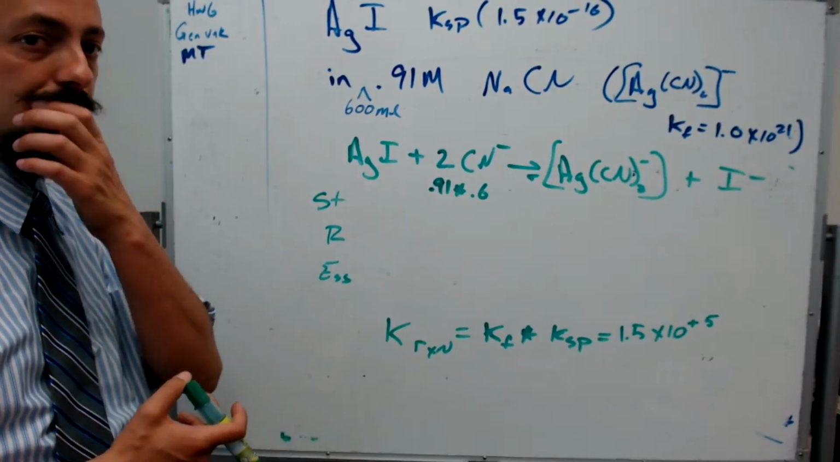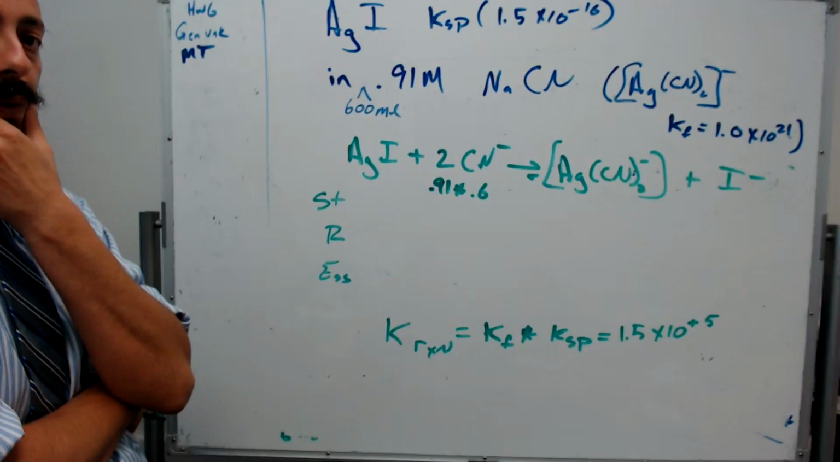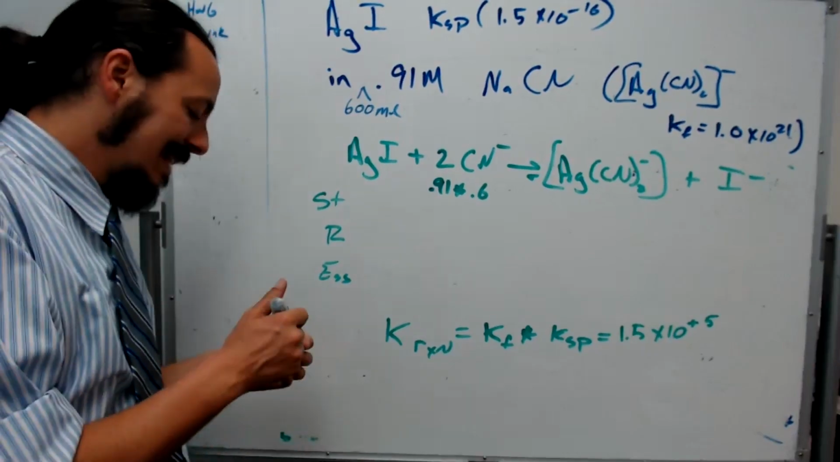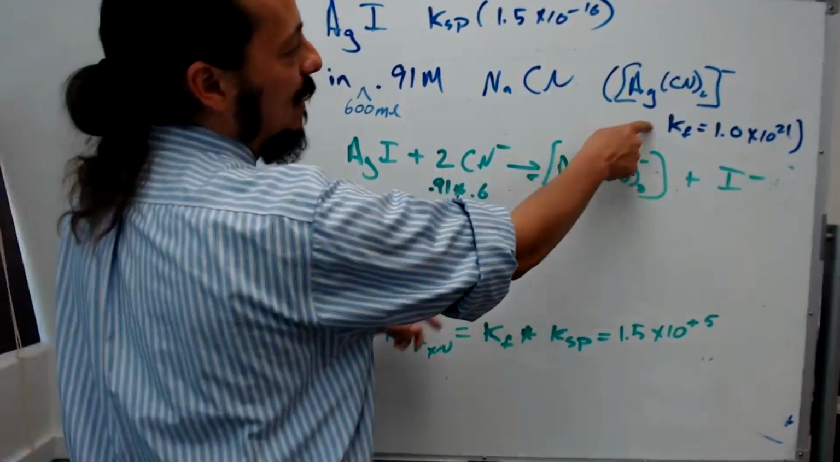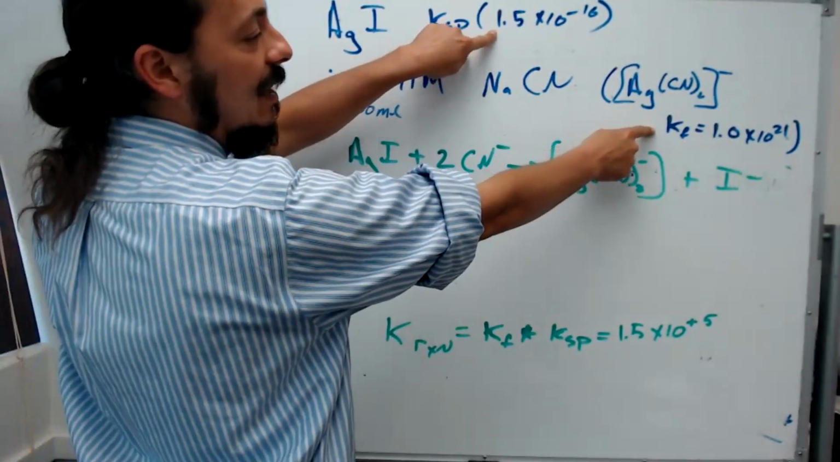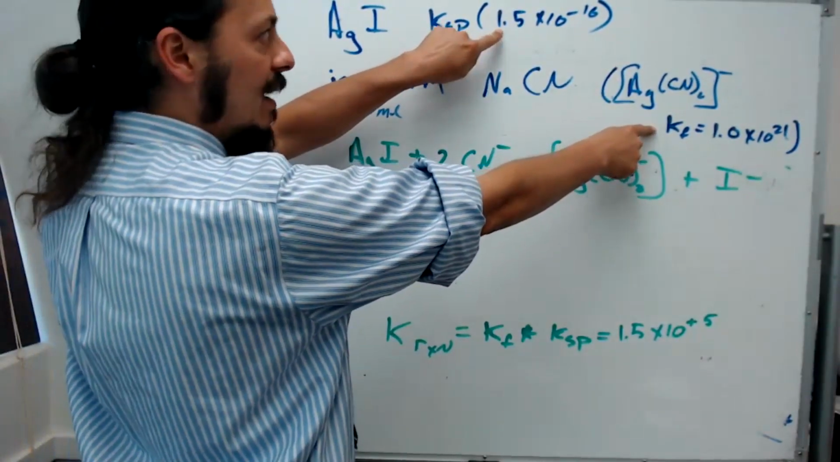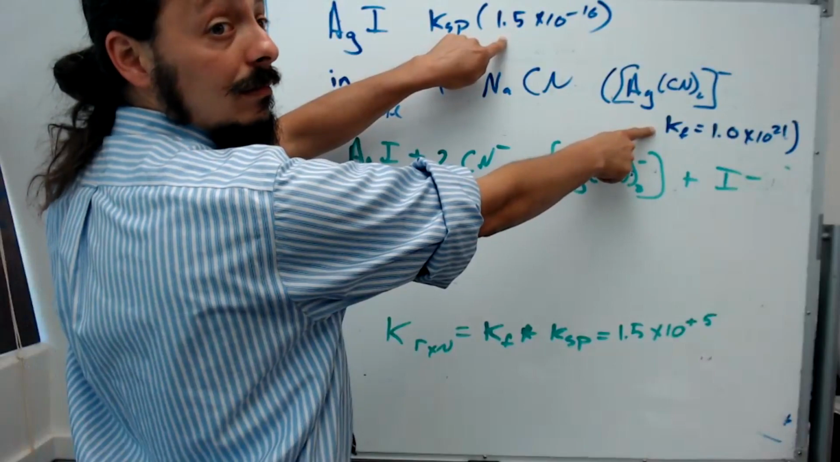So how did you know from the beginning that you'd be doing a stoichiometry table? So I was estimating because I looked at the size of my KF and the size of my KSP, and I said my KF is more big than my KSP is small, right?